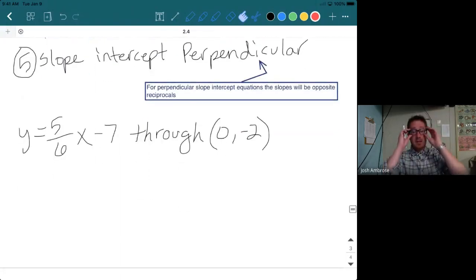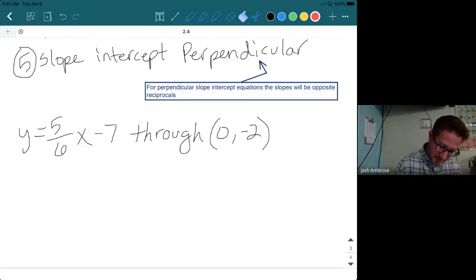Okay, so similar but perpendicular line now. So we have slope-intercept format, but we want the perpendicular line for that. So perpendicular, remember, that's going to be making the cross or making a T shape right there, where we're going to have one line going here and the other line is going that direction. Now, how do we make the slope for a perpendicular line? Take a look at that note. The slopes will be opposite reciprocals, okay?